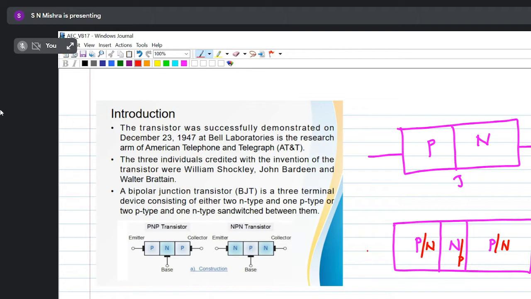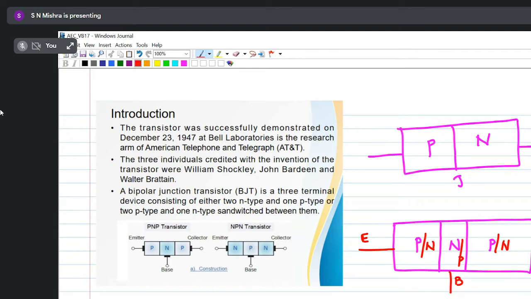So three terminals we have to take out from this side and here. A diode is a two terminal device, a transistor is a three terminal device. One terminal is called emitter, base and collector. E means emitter, B means base, C means collector.